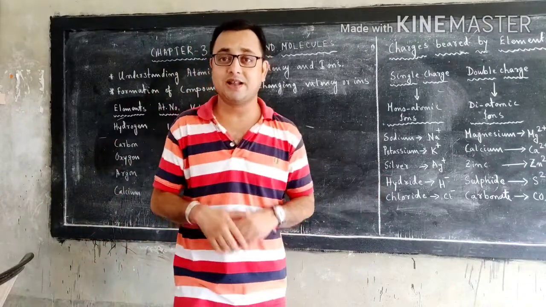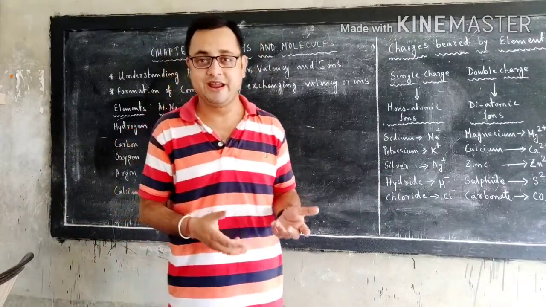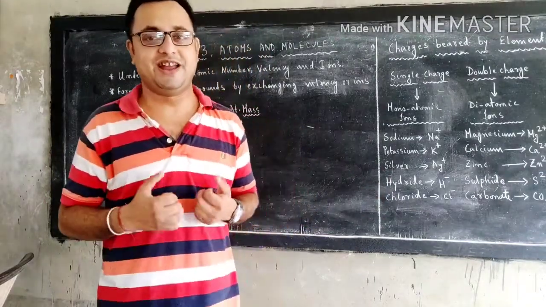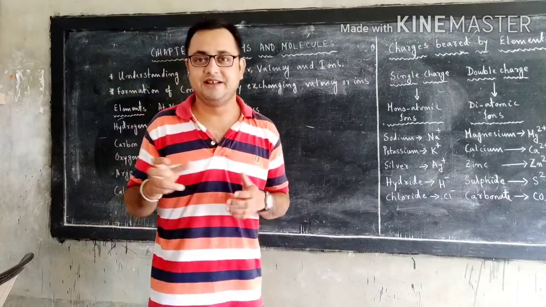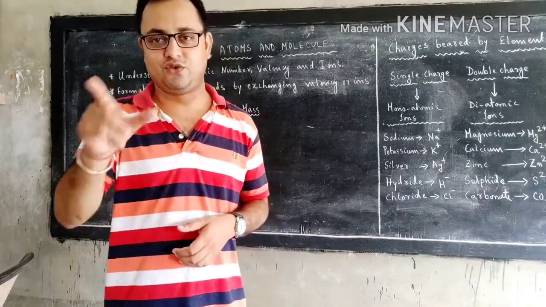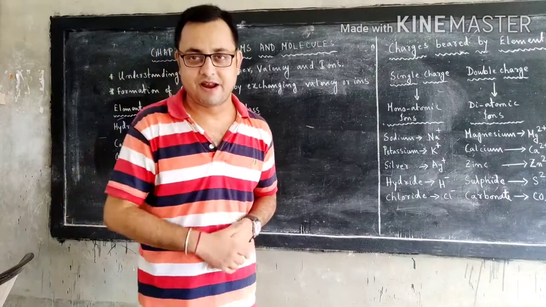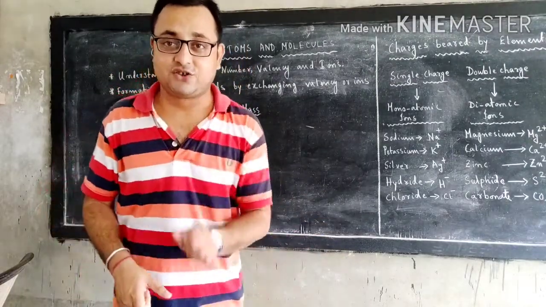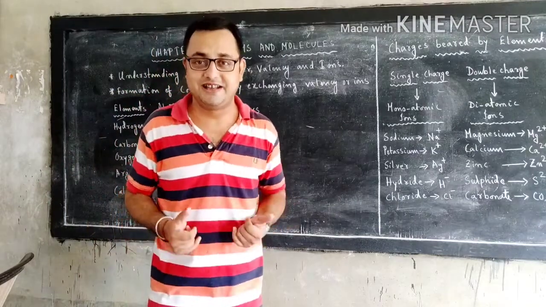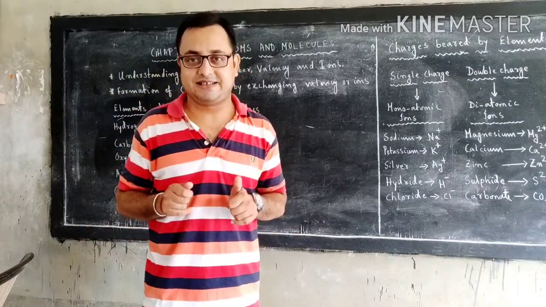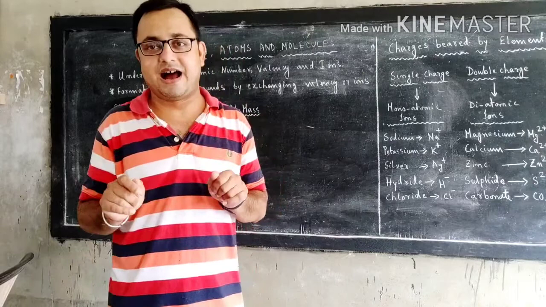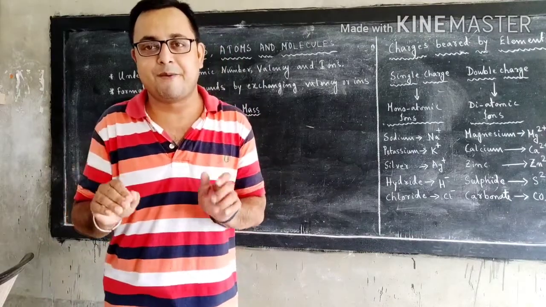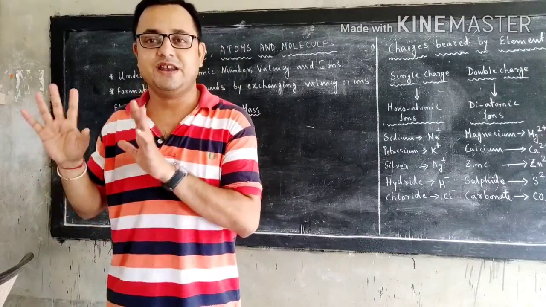Now let me tell you what this atomic mass is. You might be wondering that I have already told you about the atomic number, that it is the number of protons that constitute the atomic number. But I have now started another important term, called the atomic mass. Now what is it? The atomic mass is the number of protons and the number of neutrons.